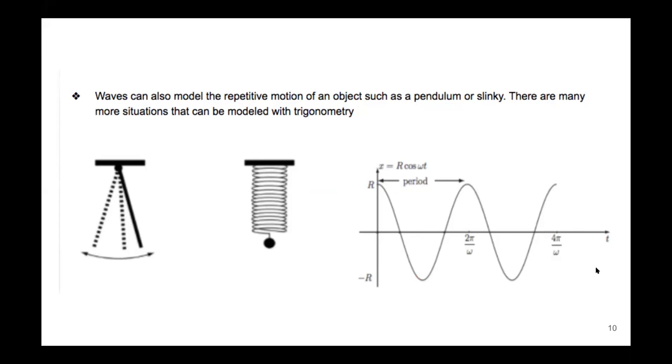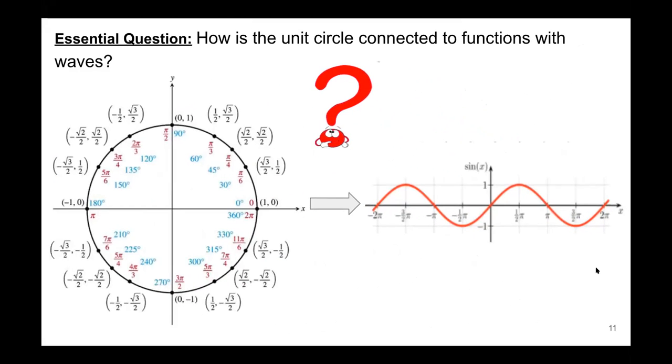So then, again, the essential question. Okay, great. We know that there are waves in the real world. Even right now, as I'm talking, these vibrations are creating air pressure in the molecules to create sound. It's the air pressure of the molecules that makes the waves. But the essential question is, how is the unit circle connected to functions with waves? This is the big question I need you to think about today as you work with your groups. Feel free to look at the slide and make some connections if you see them. But again, this is going to be a mini exploration.